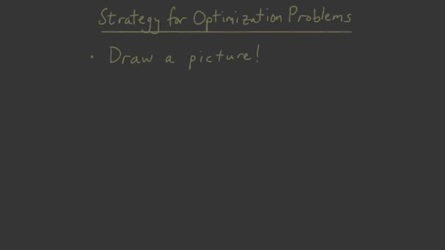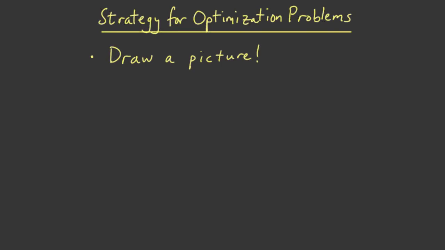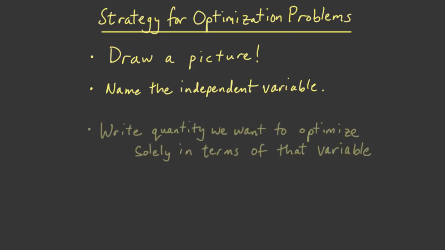So to summarize the strategy for optimization problems that we just followed, we started by drawing a picture. Next, we gave a name to the independent variable. So in our case, we used x to represent the size of the cutout squares, because that was the quantity that we had control over. And then we wrote the quantity that we wanted to optimize solely in terms of that variable. So we wrote V as a function of x.